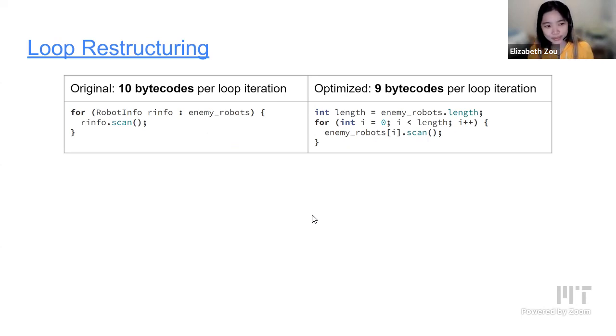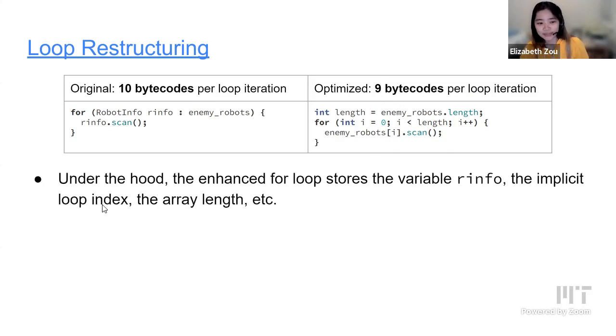An example that we're going to work with is a very simple loop. Let's say we're iterating over a bunch of robot infos that we're going to get, and then we're just going to call a scan method, which can be anything you want to do. This enhanced for loop is 10 bytecodes per loop iteration. If you want to write it down yourself and decompile it, if you structure it this way, it will spit out 10 bytecodes per loop iteration. And then this other one, which is an optimized version, only has 9 bytecodes per loop iteration. So how does this happen?